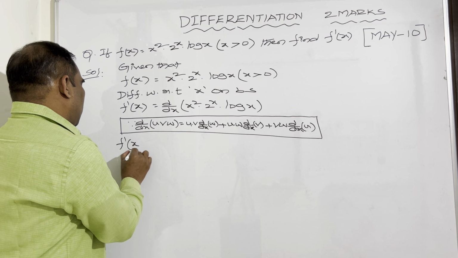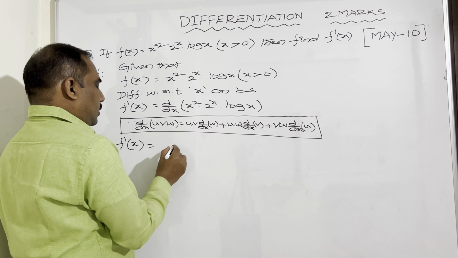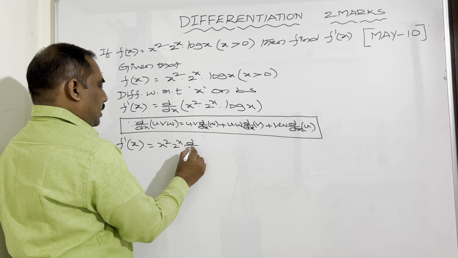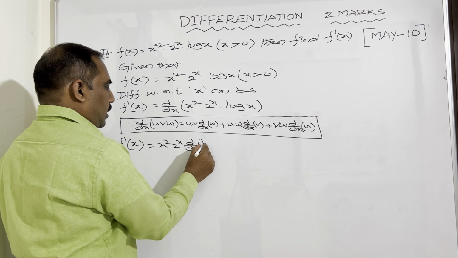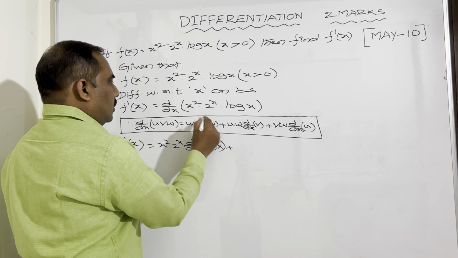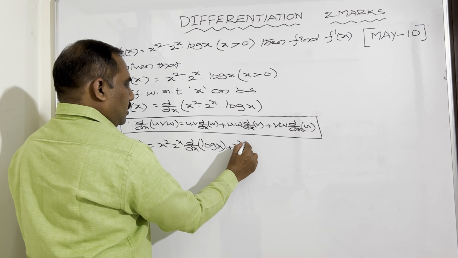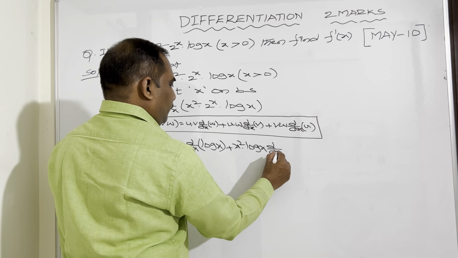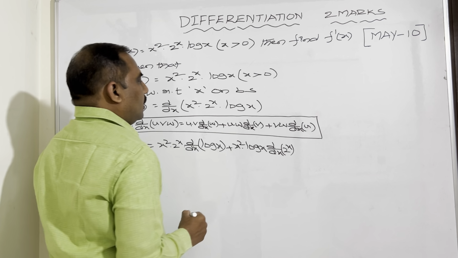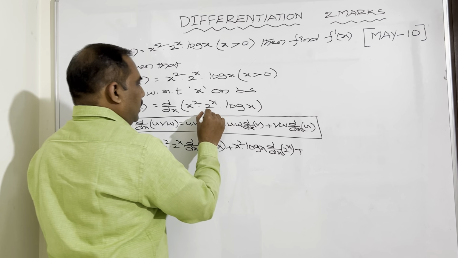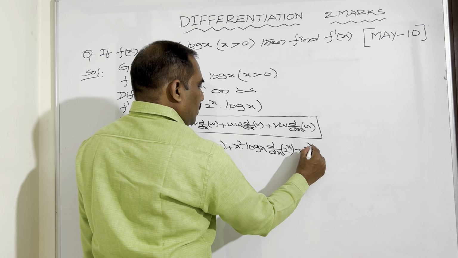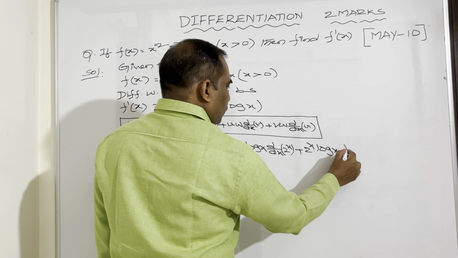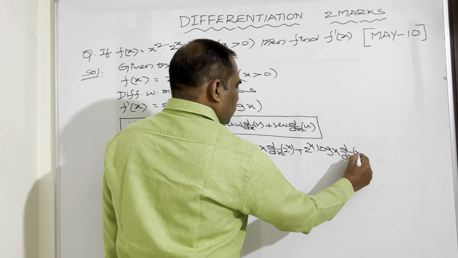f'(x) is equal to uv into, that means x² into 2ˣ into d/dx of the derivative of w, that means log x, plus uw, that is x² into log x into the derivative of 2ˣ, that is d/dx of 2ˣ, and plus vw, that is 2ˣ into log x into the derivative of x², d/dx of x².